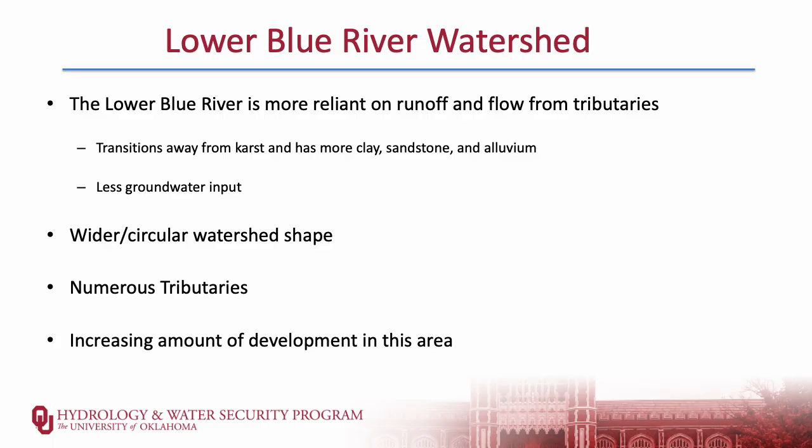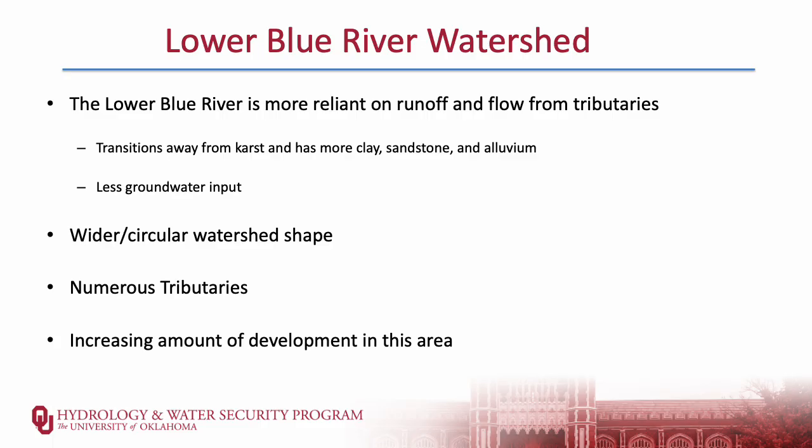And here is the Lower Blue River watershed. What makes the Lower Blue River watershed different from the Upper Blue River watershed is it doesn't have a groundwater source like the Arbuckle-Simpson is for the Upper Blue River. The Lower Blue River does have the Antlers aquifer underlying it, but the groundwater recharge from the Antlers aquifer is not as strong as the Arbuckle-Simpson aquifer is for the Upper Blue River.